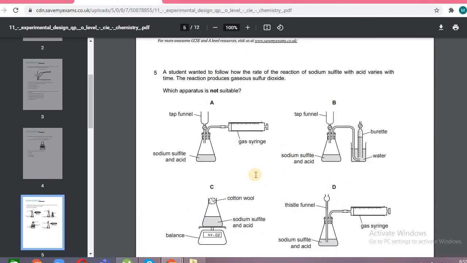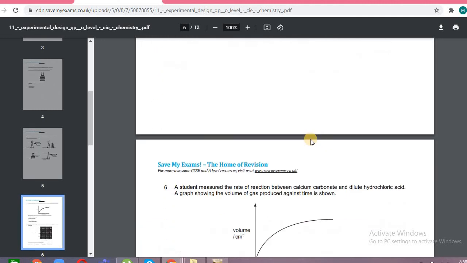Question number 5 has given us a set of 4 apparatuses, and the reaction is between sodium sulfide and an acid, varying with time, and the reaction proceeds and produces gaseous sulfur dioxide. Which apparatus is not suitable? We know that sulfur dioxide is very soluble in water because we know it causes acid rain. So if it is soluble in water, of course, Bravo cannot be used. And the rest of the apparatus are perfect for collecting this gas or calculating the rate of reaction where sulfur dioxide is produced. So Bravo is the correct answer.